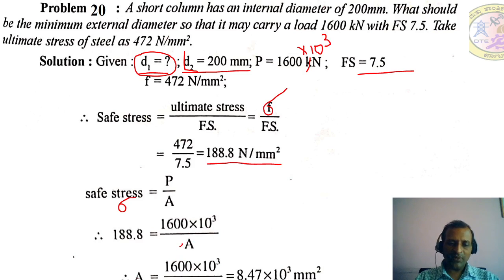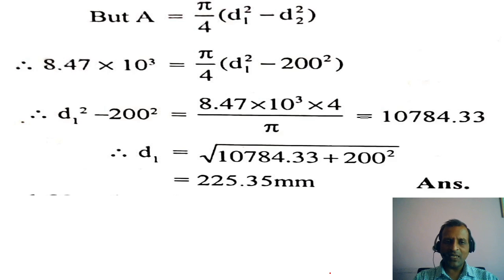So now A will go on this side. So 188.8 comes on the downside. So A is equal to 600 into 10 to power of 3 divided by 188.8 is equal to 8.47 into 10 to power of 3 mm square. So this is the area. Similarly, again you apply the formula for the area. So area is equal to pi by 4 d1 square minus d2 square. So that is 8.47 into 10 to power of 3 is equal to pi by 4 d1 square minus 200 square. Right? This is 200 square.